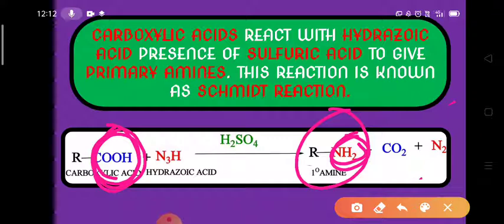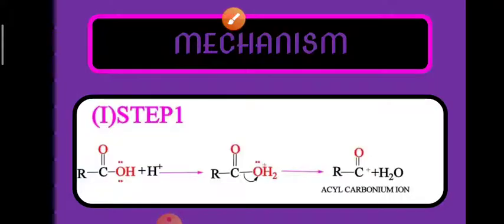Now we go for the mechanism of the reaction. Here this reaction proceeds via 4 steps. We go for those steps one by one. In the first step, the carboxylic acid is protonated with the H plus ion provided by the sulfuric acid.